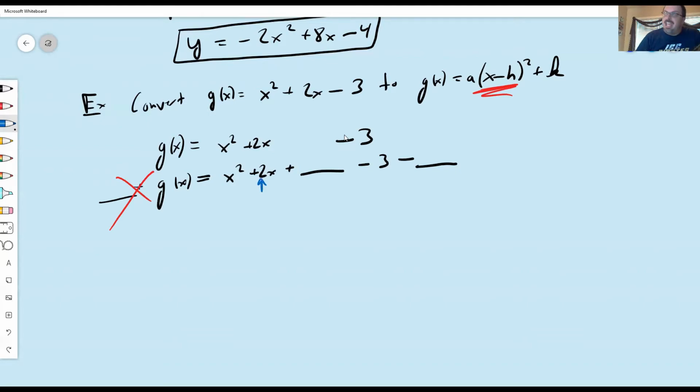You take half of it and add the square. So we take half of 2 is 1, and we'll add 1 square. And then we'll subtract 1 square over here. So completing the squares will look like this, right?